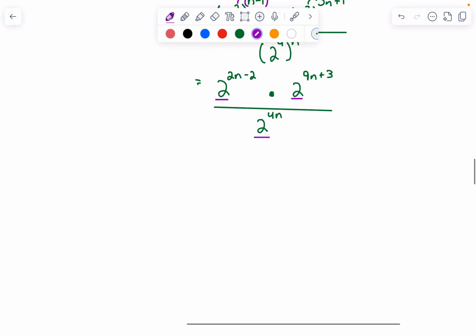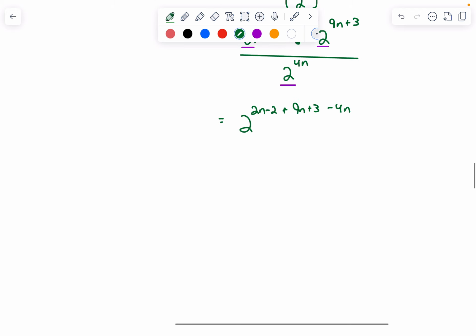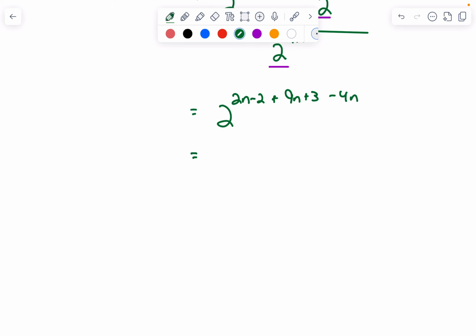So let's rewrite, as we did in the previous problem, all in one line. So we're going to write our base of 2, and then we're going to have our first exponent, this one right here, the 2n minus 2, and that's going to be added, because there's a multiplication here. You're going to add 9n plus 3, and because this is all over this fraction here, that means it's division, so you'll have to subtract that 4n.